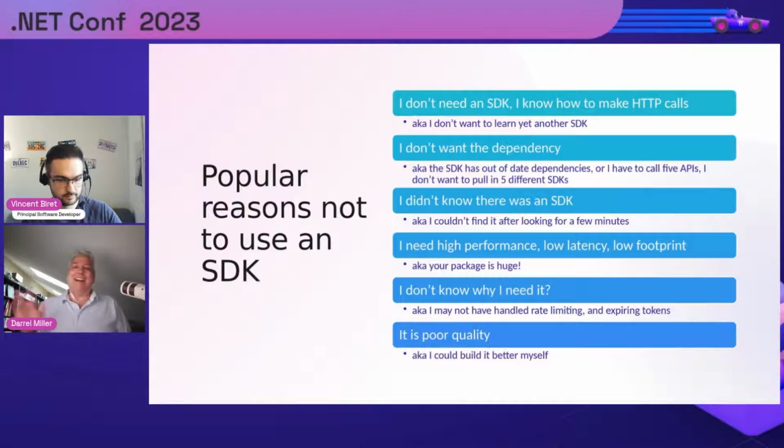People will tell us, yeah, I don't want the dependencies. And you can imagine that being the case if you have an application that calls multiple APIs, you start pulling in multiple SDKs, they're pulling in JSON serializers and client libraries that have different versions, and you end up getting these versioning conflicts that can happen.